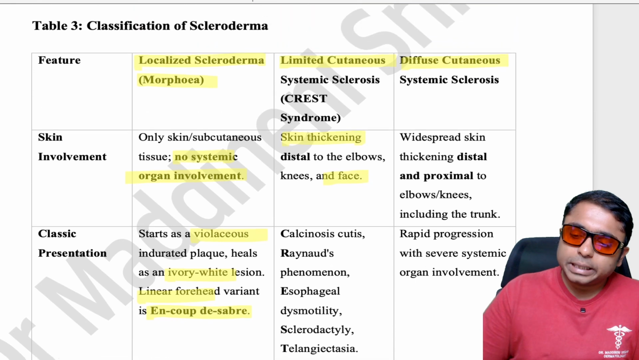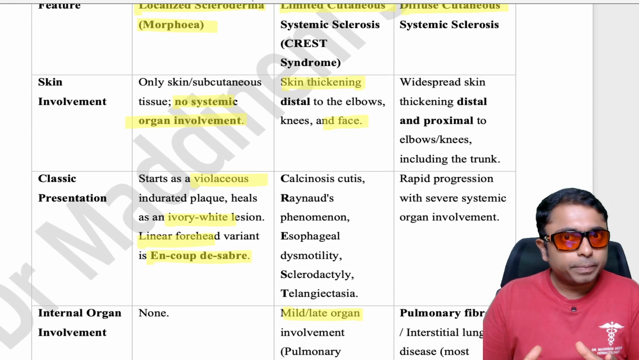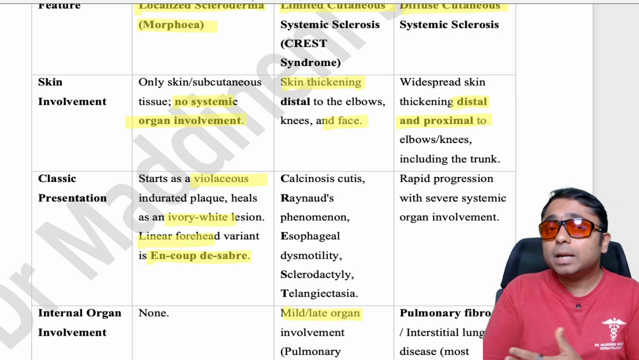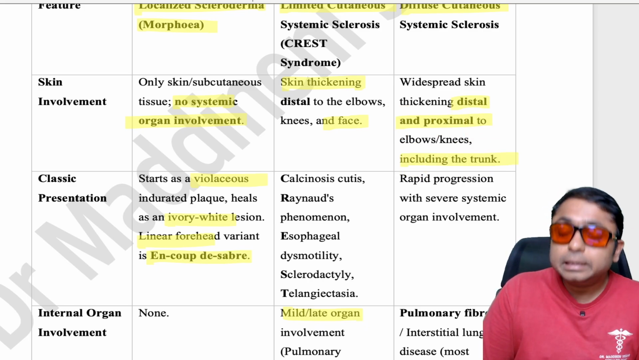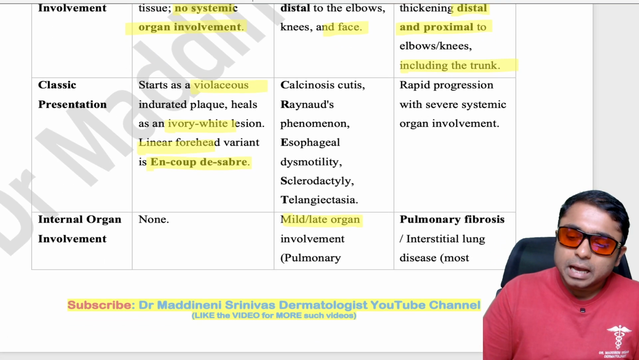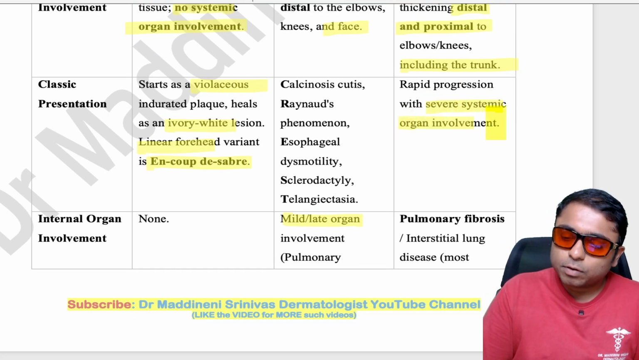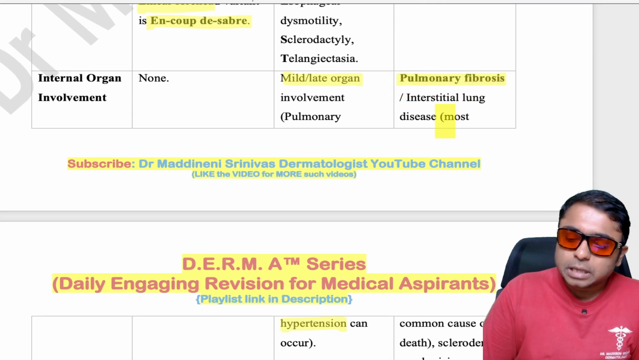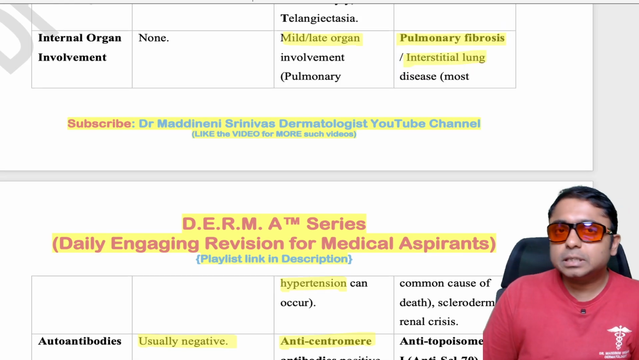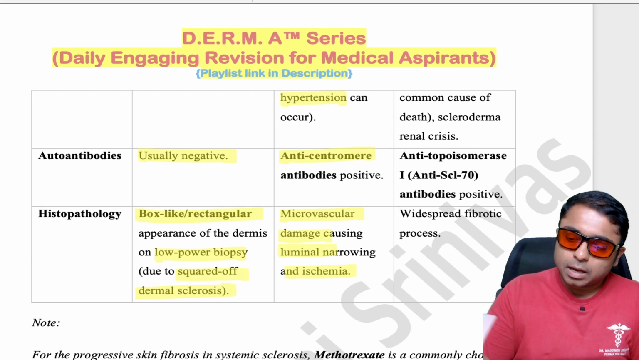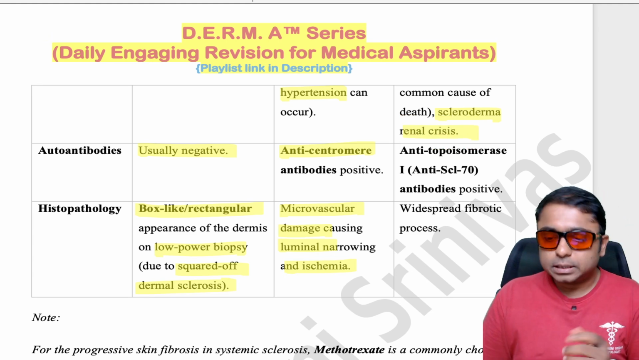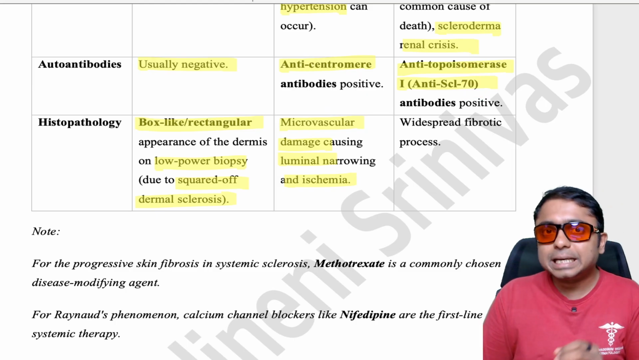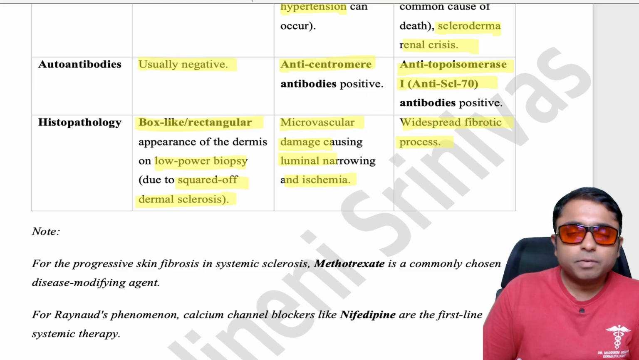Coming to the diffuse variety, here the involvement is going to be very extensive. Not only distal but also proximal to the elbows and knees, the skin can be affected, and the trunk can also be affected in these patients. Rapid progression with severe systemic organ involvement is a very characteristic feature of this diffuse variant. The patients can have pulmonary fibrosis. And remember, the most common cause of death in these patients is ILD, interstitial lung disease. And of course there can be renal involvement also. The autoantibody which you have to identify is anti-topoisomerase 1 or anti-Scl70 antibodies, and there can be a widespread fibrotic process.